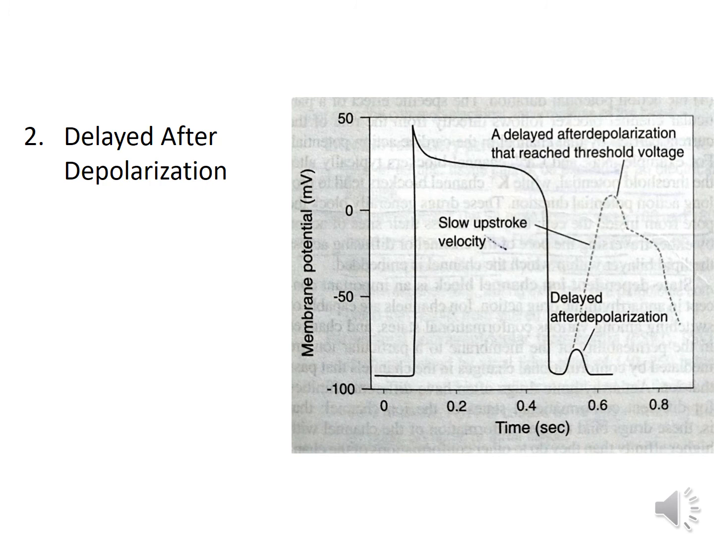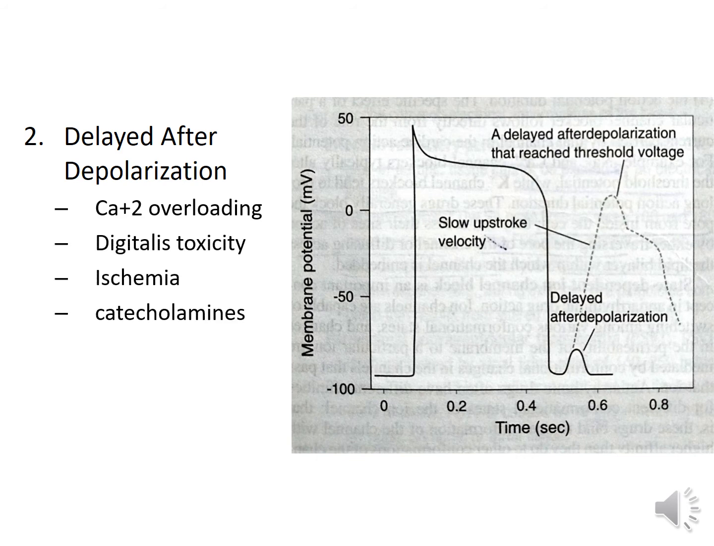Then another type of after depolarization is delayed after depolarization. You can see here that this after depolarization is occurring shortly after completion of the action potential, and thus it is known as delayed after depolarization. The exact reason for this type of arrhythmia is not known, but it may be due to calcium overloading in the sarcoplasmic reticulum, and this can be seen in cases of digitalis toxicity, ischemia, or catecholamine excess.